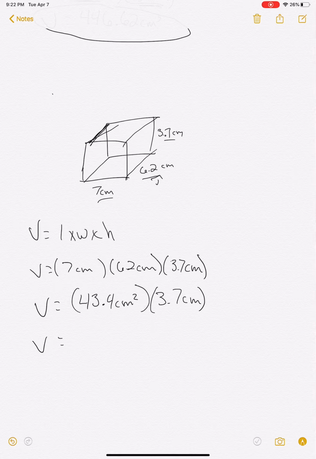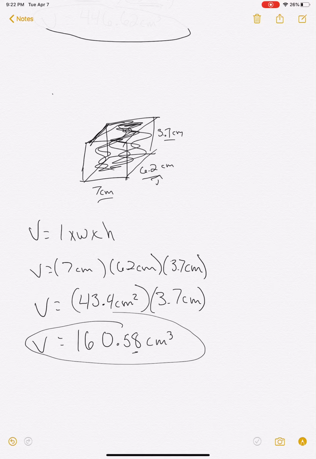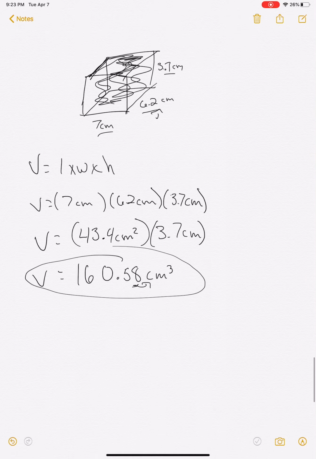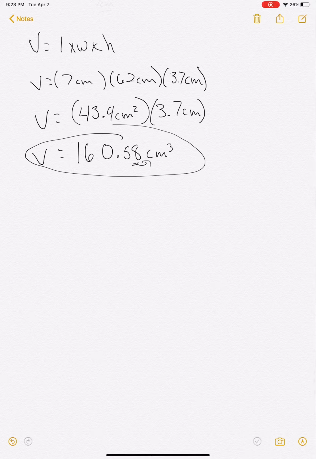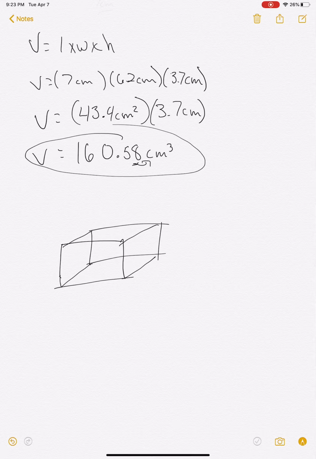And then I will get a grand total of 160.58 centimeters cubed. As you can see, if I was to fill this up, that's how many centimeters cubed it would take. And again, I only ended with 2 decimal places. If I was to get a third one, I would just round. So let's do that one more time, just so you can get used to it. And remember, there's going to be a bunch of decimals in our lesson today.